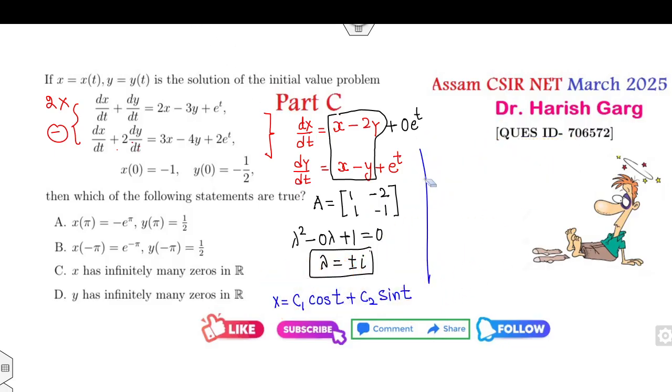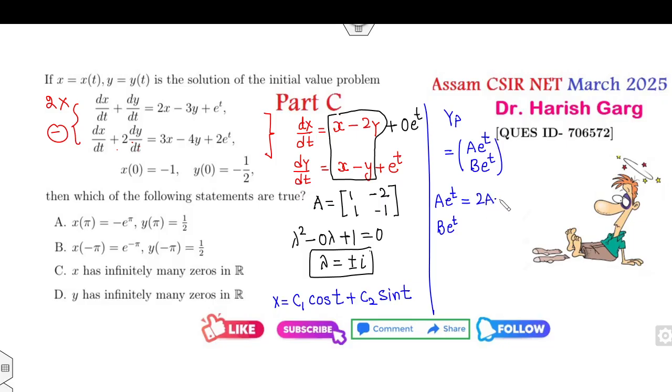Now look at the right hand side, it is exponential. So I can find the particular solution yp. I can choose the particular solution as a e raised to power t, b e raised to power t. Then fill this into the given equation. The derivative will be a e raised to power t, b e raised to power t. It is equal to x minus 2y.